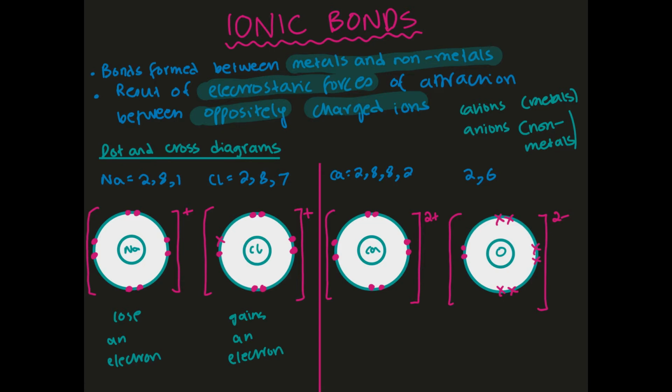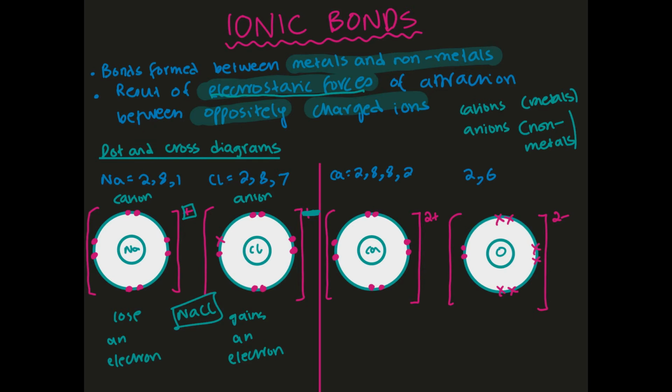So since sodium has lost an electron, it's going to be positively charged. So this is going to be the cation. And since chlorine has gained an electron, it's going to be negatively charged. So this is going to be the anion. So in this case, both of them are going to attract each other, and these forces are going to be called electrostatic forces of attraction. So now we're going to be looking at calcium oxide. This is going to form NaCl over here.